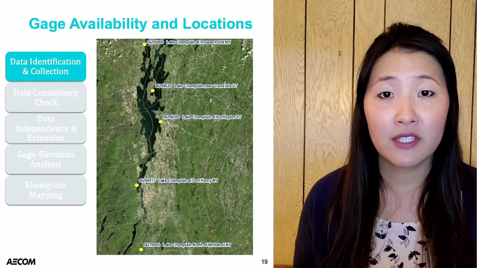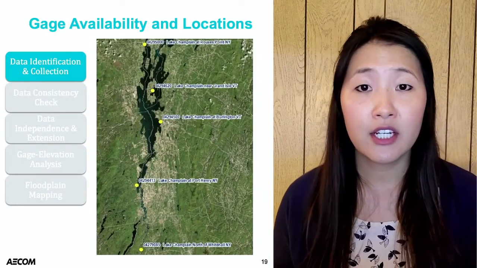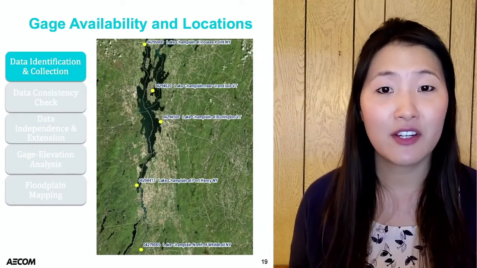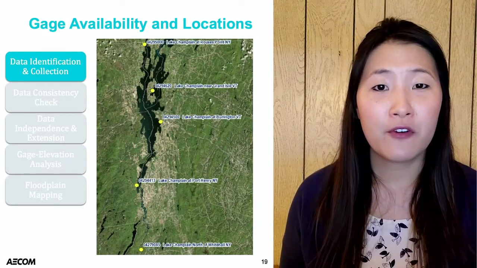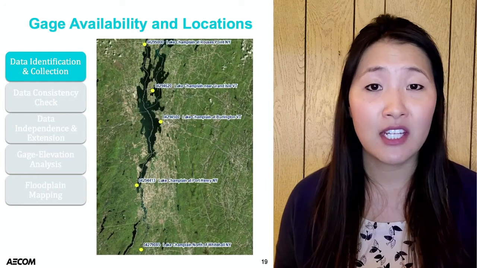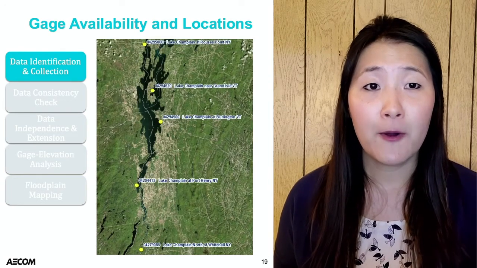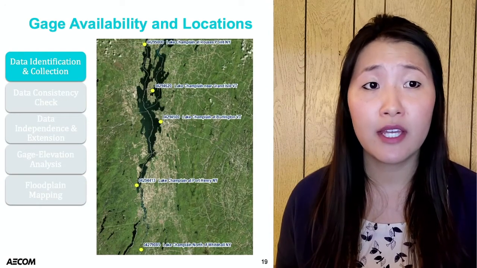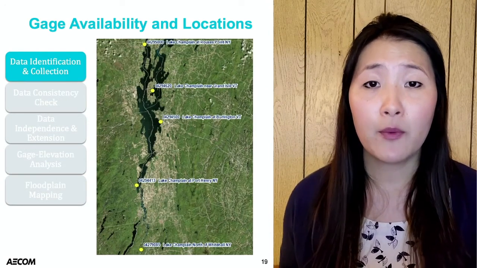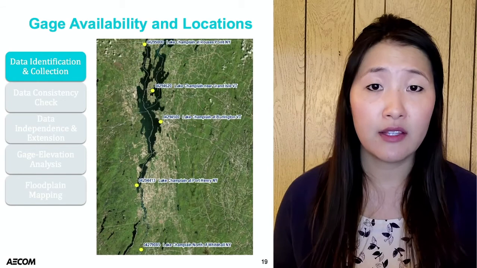So the project team first did data identification and collection. Generally, one of the first pieces of data checked for in hydrology, and hoped for, is the availability of gauge data. For Lake Champlain, there are 5 USGS gauges available. As you can see in the figure here, they're fairly uniformly distributed along the lake, about 30 miles apart, with 3 gauges on the New York side and 2 gauges on the Vermont side.